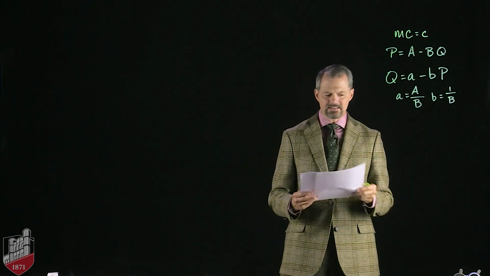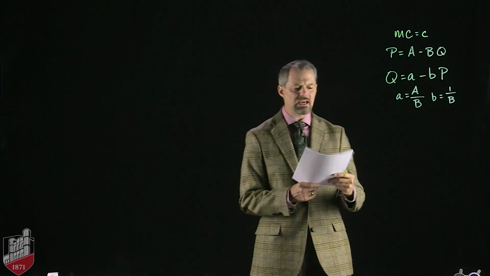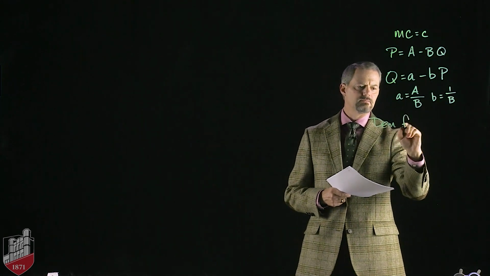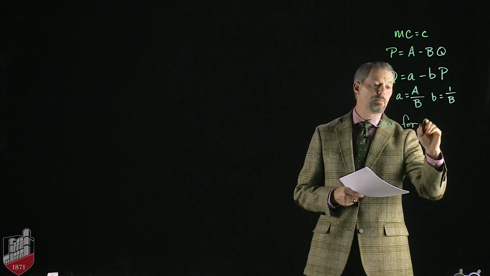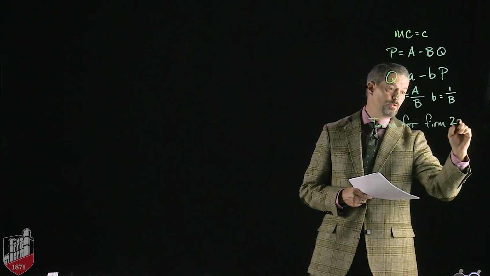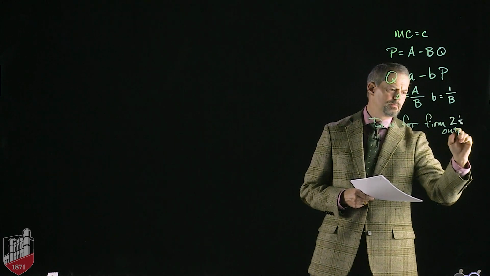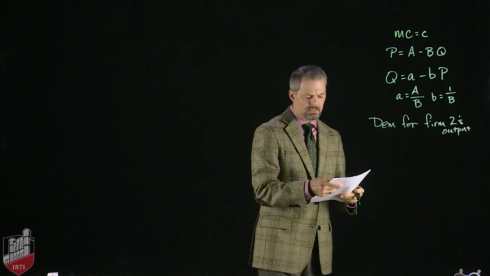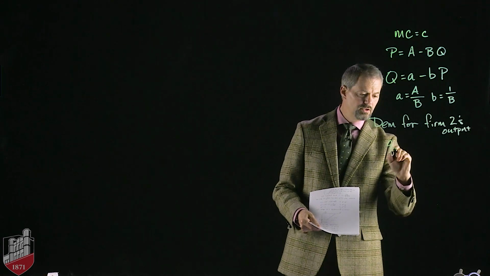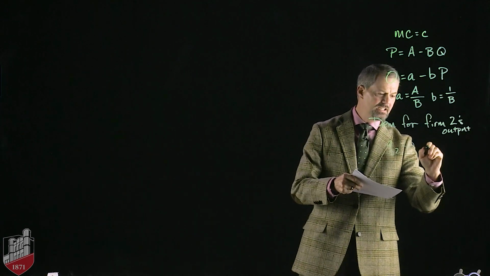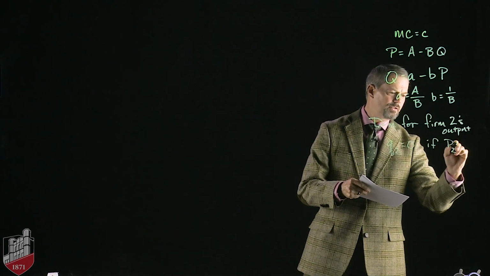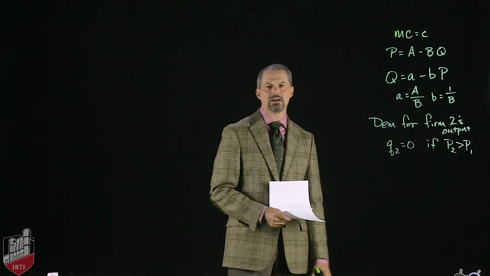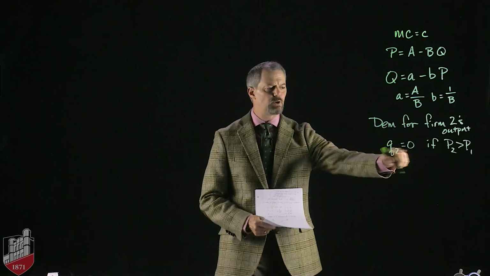So we can write this out. Let's write it out in terms of demand for firm 2's output. Here's what it's going to look like. It's going to be 0. Q2 would be equal to 0 if P2 is greater than P1. So firm 2 has a higher price than firm 1. All the customers buy from firm 1 and firm 2 sells nothing.